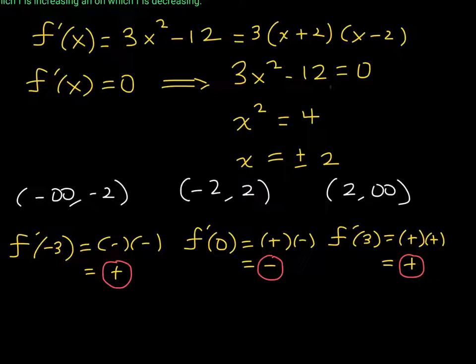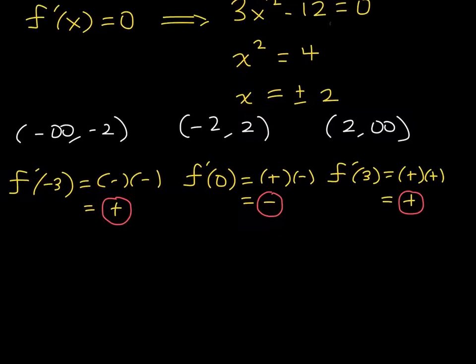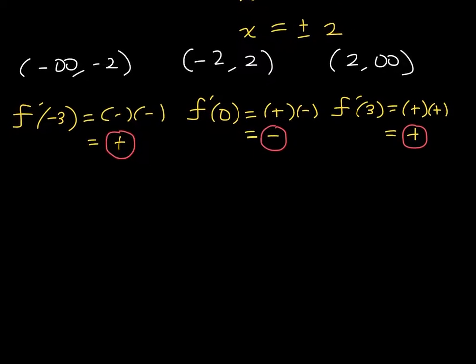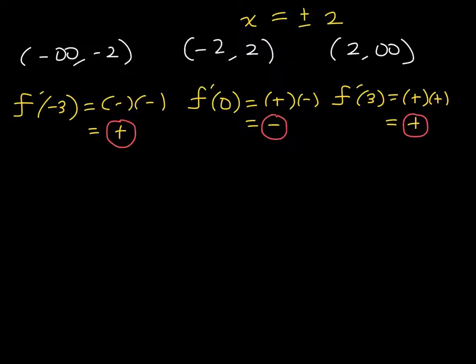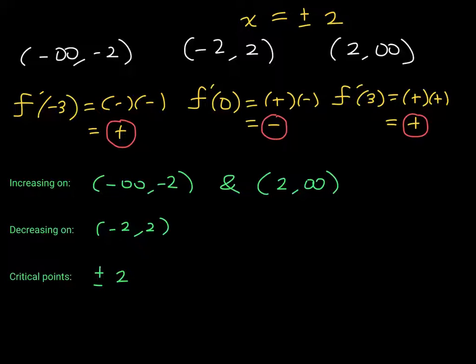And let's not forget the question. The question was for us to find the critical points, and we did that. The critical points are 2 and -2. And we want to find the open intervals over which the function is increasing and decreasing. So here's our final solution. The function is increasing on these two intervals, decreasing on this interval, and then 2 and -2 are our critical points. Awesome.